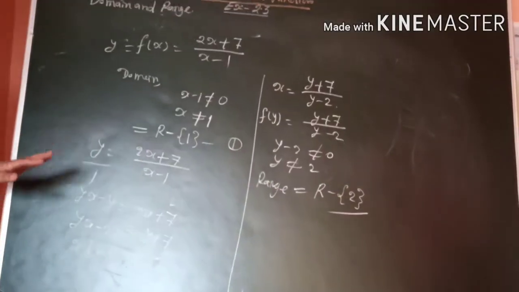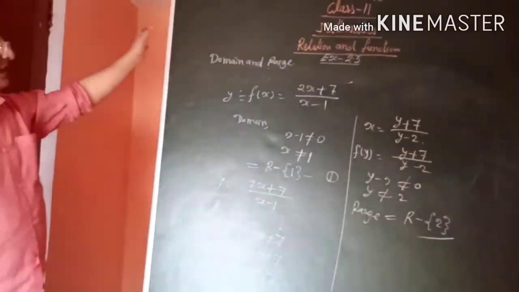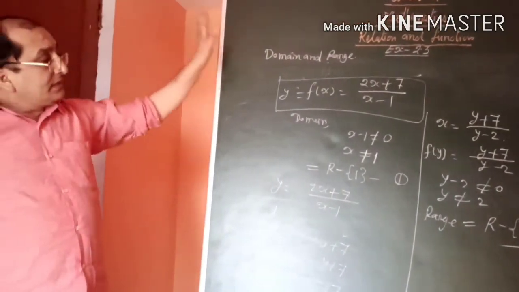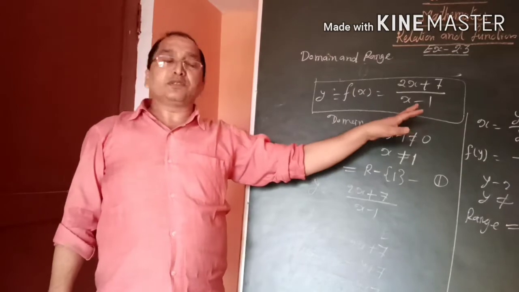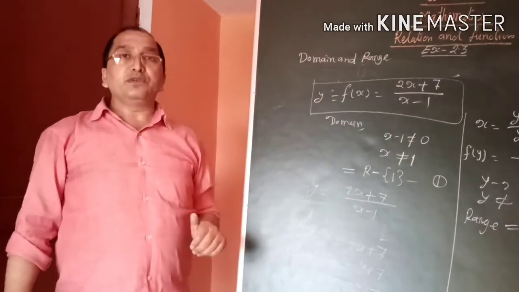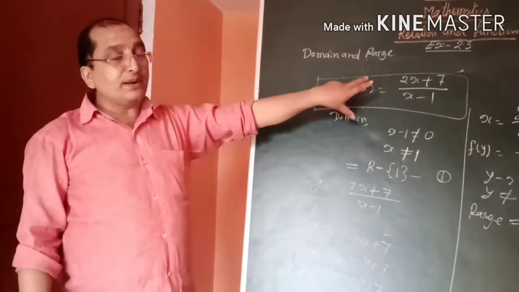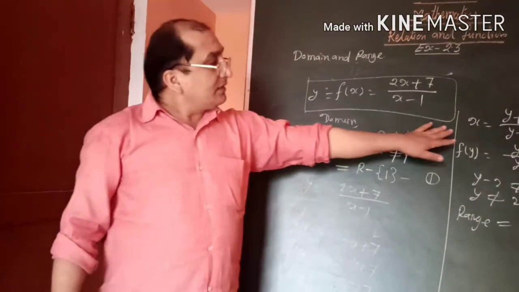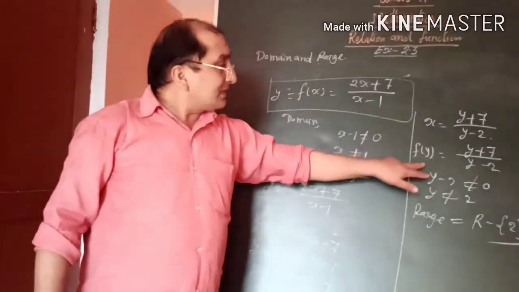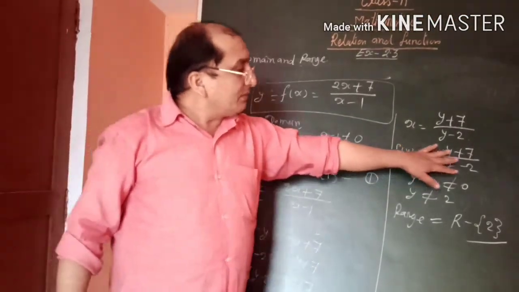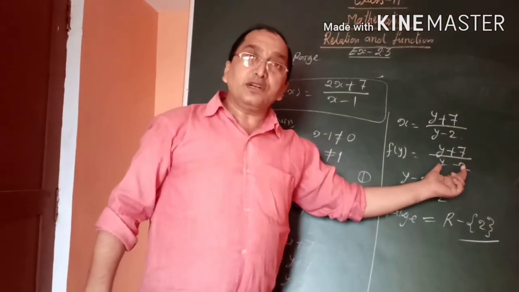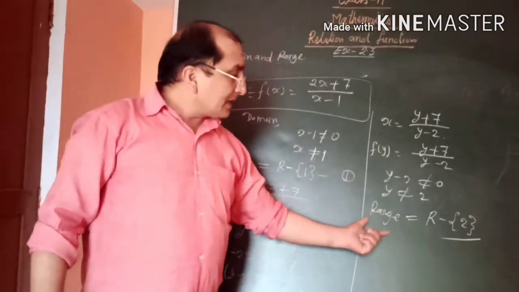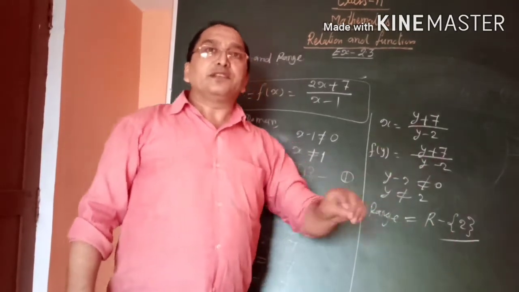This is the range of this function and this is the domain of this function. Suppose the function has been given to you in this form, numerator and denominator, then for finding the domain, its denominator will not be 0. And for range, first of all we have to solve this for the value of x, and you will get the value of x in terms of y, x equals f of y. Then the function will be defined if y minus 2 is not equal to 0. It means y is not equal to 2, then the range will be all real numbers minus 2.